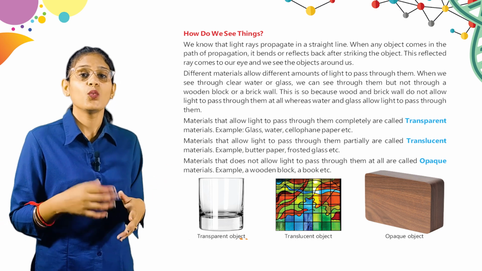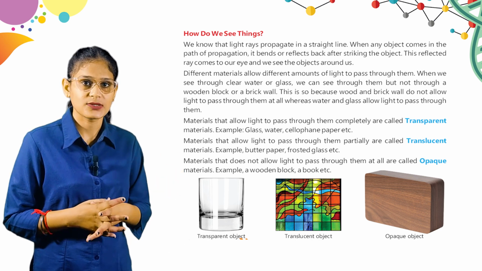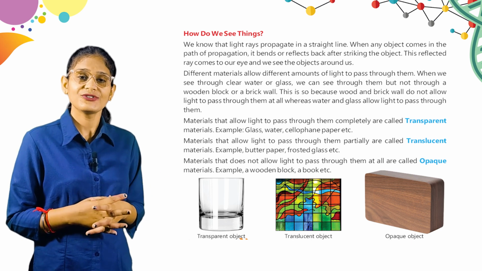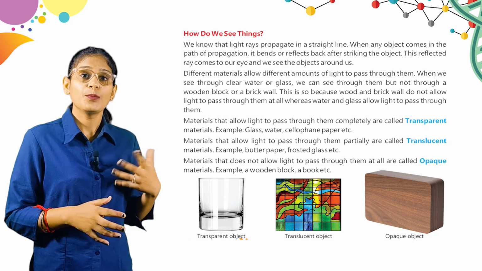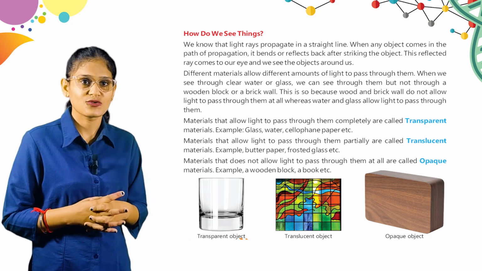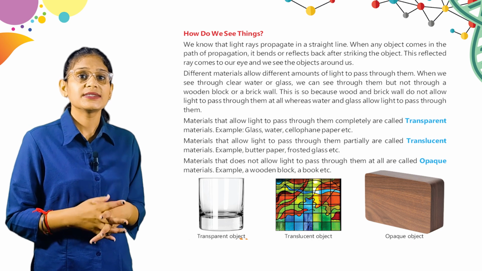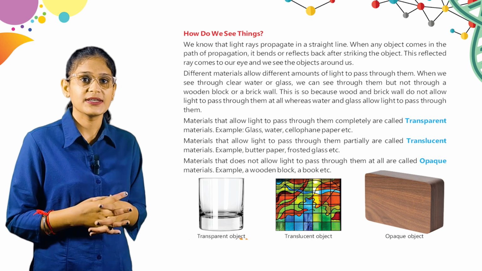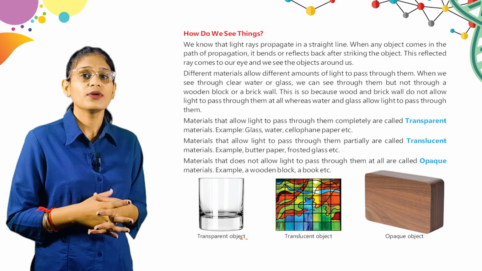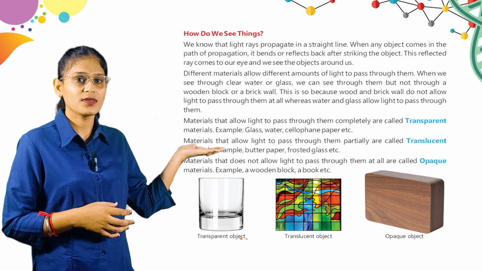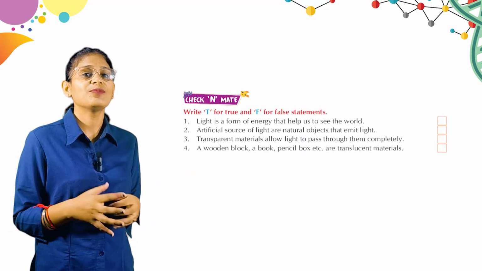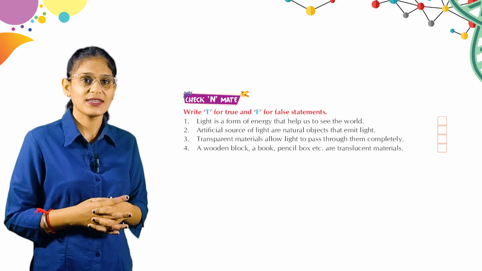Okay, now we have materials that allow light to pass through them completely are called transparent materials. Examples: glass, water, cellophane paper, etc. Materials that allow light to pass through them partially are called translucent materials. Example: butter paper, frosted glass, etc. Now we have materials that do not allow light to pass through them at all are called opaque materials. Example: a wooden block, a book, etc. Look here, here are some pictures. Transparent object, translucent object, opaque object. Now we have check and mate. You can do it by yourself as we already read about these things.